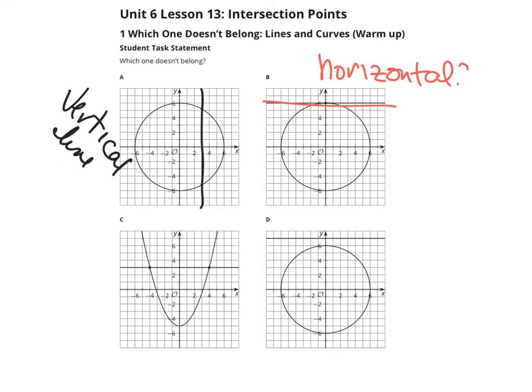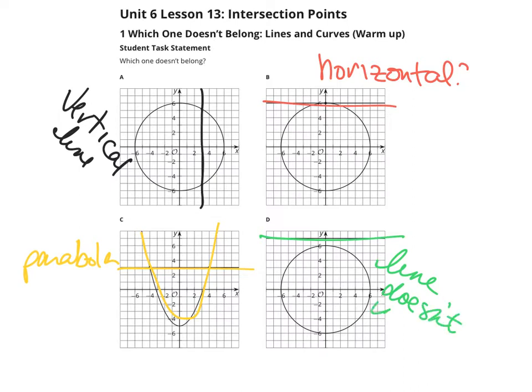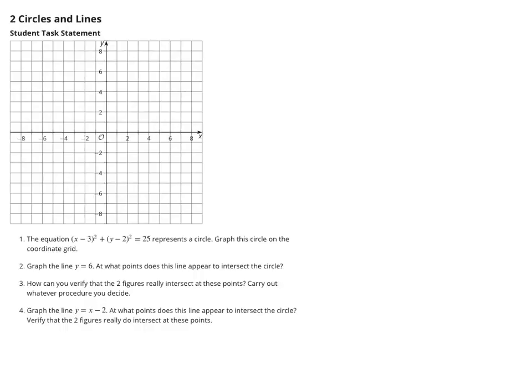C, only one with a parabola. So maybe parabola and a horizontal line. D, it's the only one where the line doesn't intersect. So maybe. All right, let's move on.